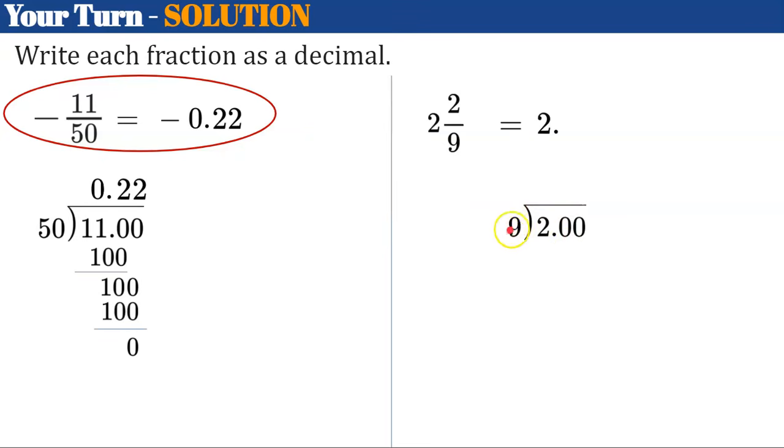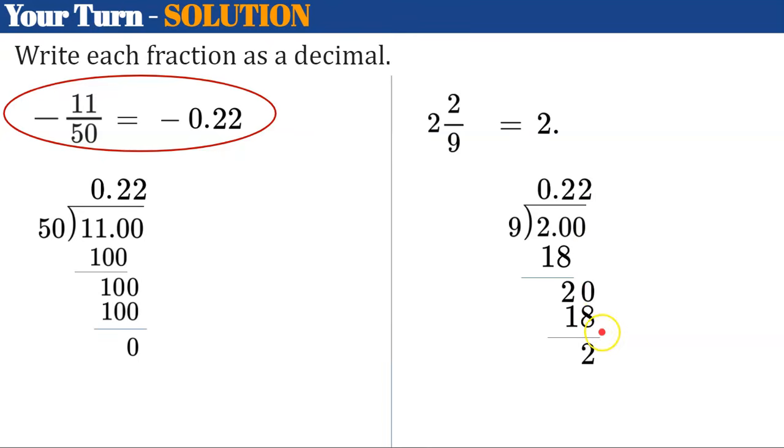So 9 does not go into 2, so I'm going to bring up my 0 and my decimal point. And now I'm looking at 20. 9 goes into 20 twice. 2 times 9 is 18. 20 subtract 18 is 2. Bring down your 0. 9 goes into 20 twice. 2 times 9 is 18 with a remainder of 2.